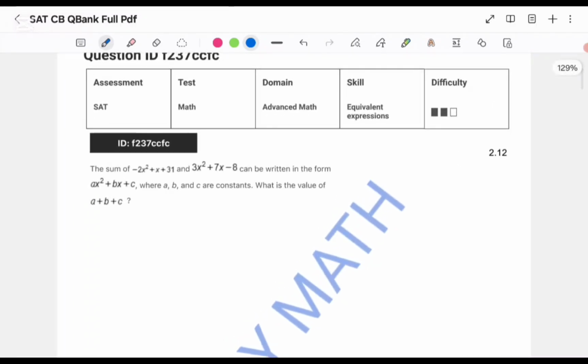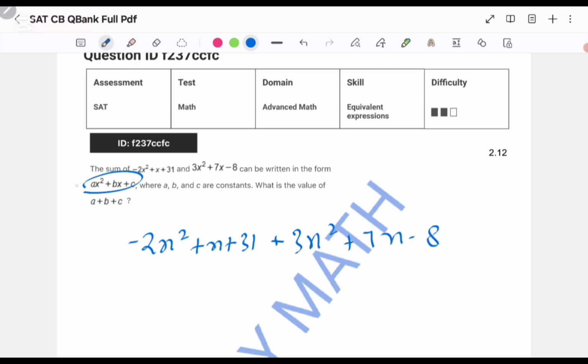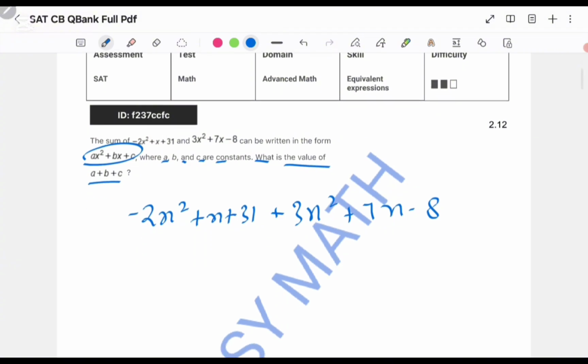Moving on, we have the sum of negative 2x squared plus x plus 31 and, so that means plus, 3x squared plus 7x minus 8 can be written in the form of this, where a, b, c are constants. What's the value of a plus b plus c? In order for us to know what a, b, c are, we need to write it in this form, and to write it in this form, we need to get the sum of these two. So let's work that out.